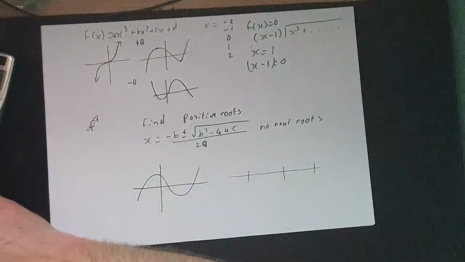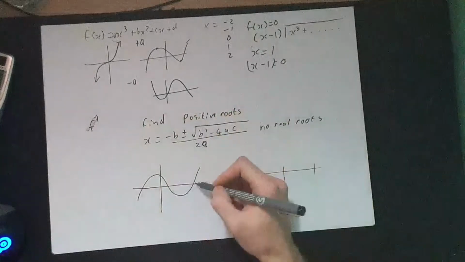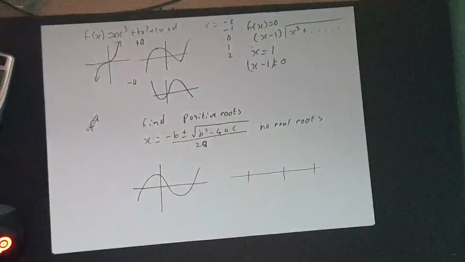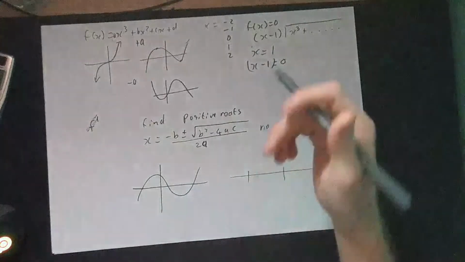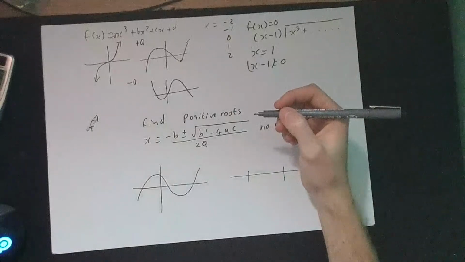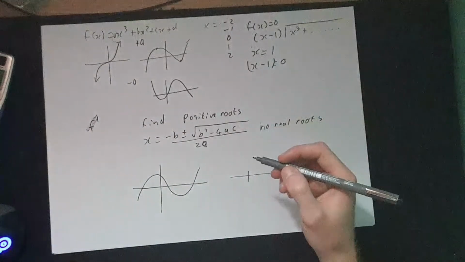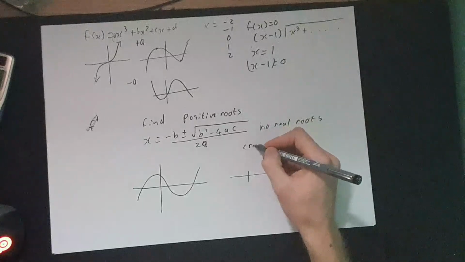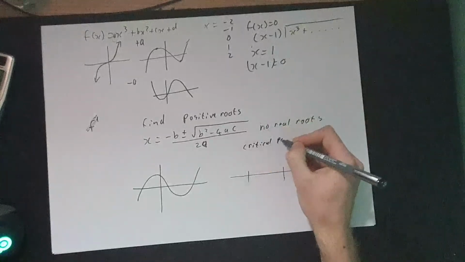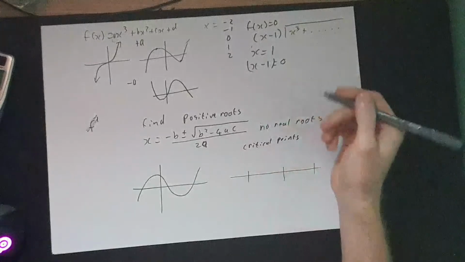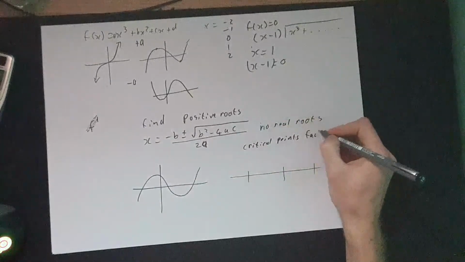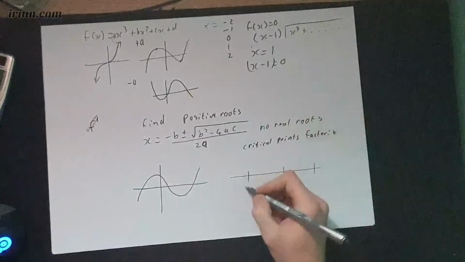In cubic graphs. Okay, but if you have a look here, if we want to determine from our function how many roots it has, let's have a look. What you want to first do is find your critical points, which essentially means you have to factorize. So when you factorize, you then find your critical points.